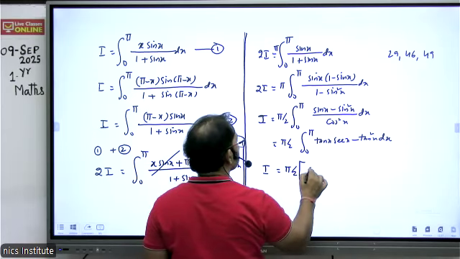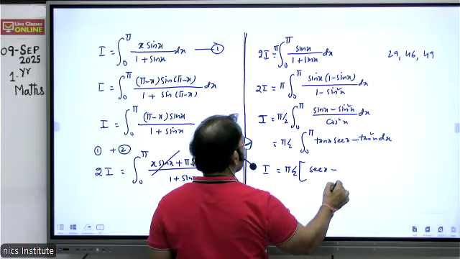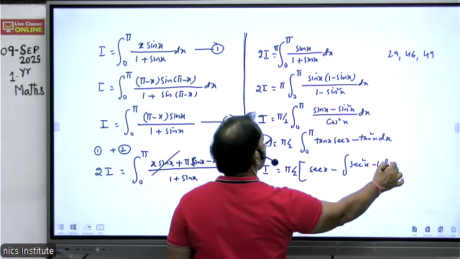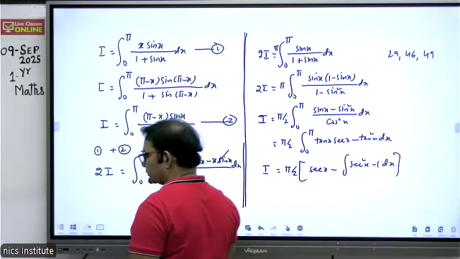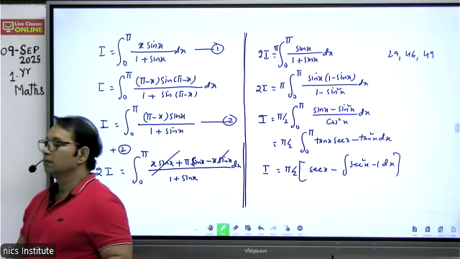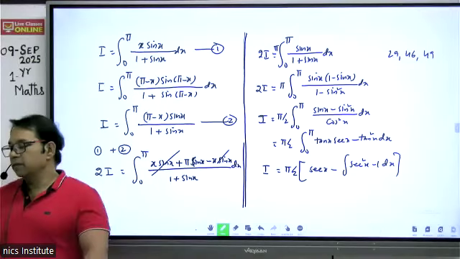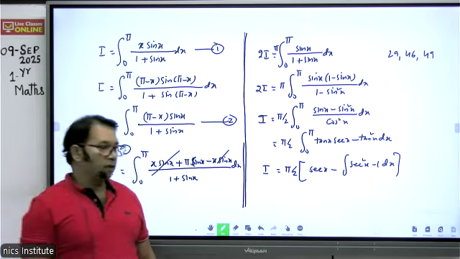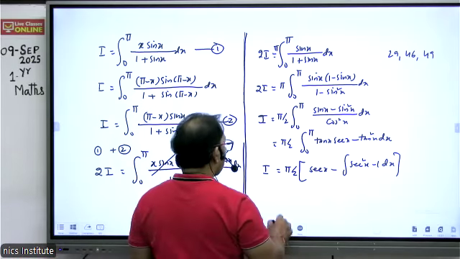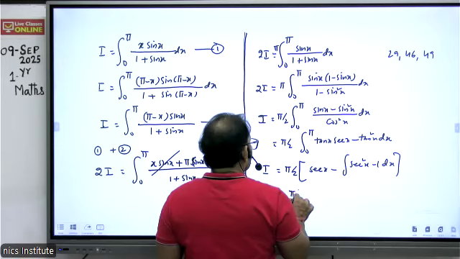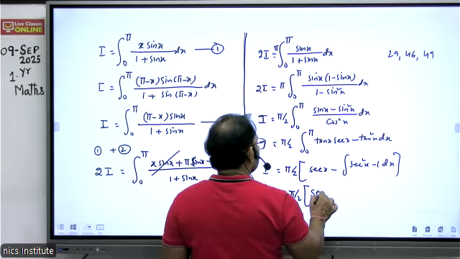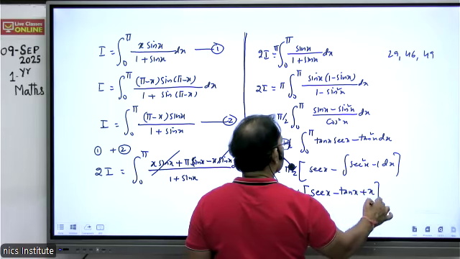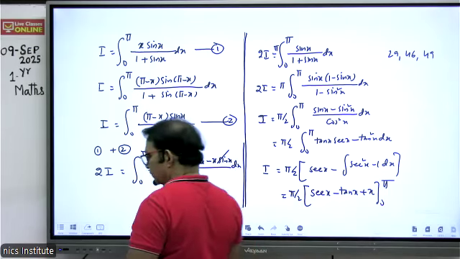Tan x sec x integrates to sec x. Tan square, how do you integrate? Write it as sec square x minus 1. You can integrate tan square x by writing sec square x minus 1. So pi by 2 times, this is sec x minus tan x plus x, limits 0 to pi.